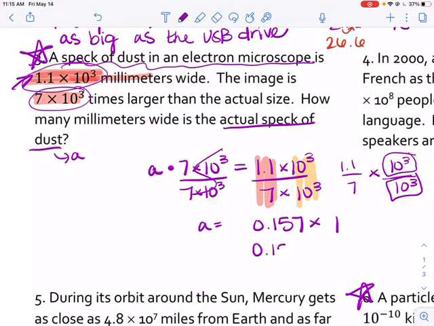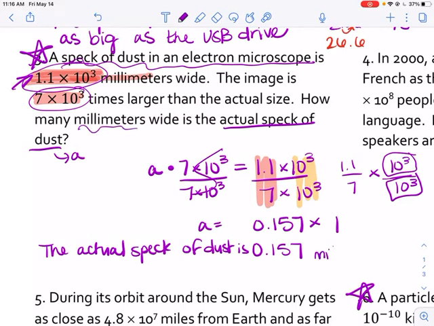Now I'm going to answer my question with a sentence. I was trying to find how big the actual speck of dust was. So the actual speck of dust is 0.157, and the measurement was millimeters. Millimeters. I almost spelled that with a D. Wide.